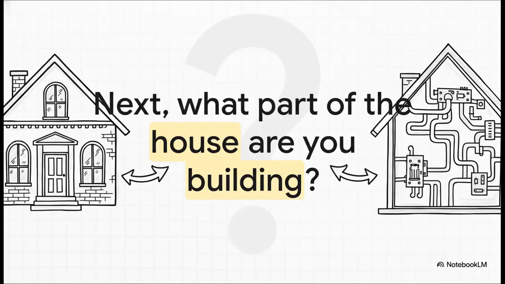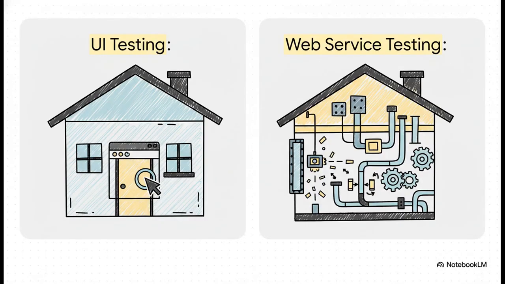Okay, so you've figured out your crew's skills. The next critical question is, what part of the project are you actually working on? Are you finishing the exterior facade that everyone sees, or are you deep inside installing the hidden plumbing and wiring that makes the whole thing work? And this is exactly why a one-size-fits-all approach just doesn't work. There's a massive difference between testing the user interface, that's the facade your users see, and the web services, which are like the hidden plumbing.